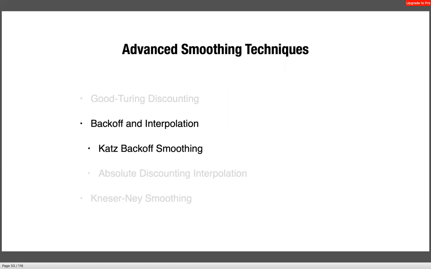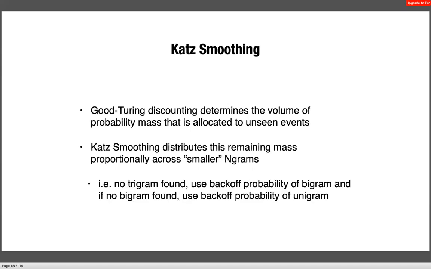We're going to talk a little more formally about backoff smoothing, also referred to as Katz smoothing or Katz backoff smoothing. Again, like I mentioned earlier about backoff, the idea is that if you don't have evidence of higher order n-grams, then you back off to lower order n-grams until you find evidence.